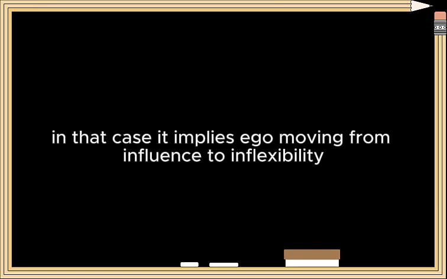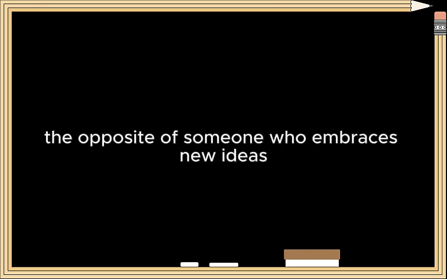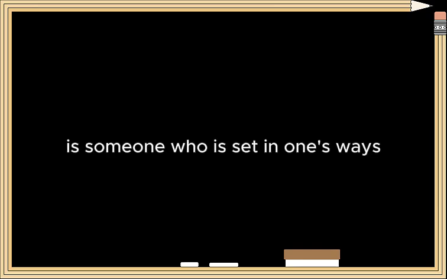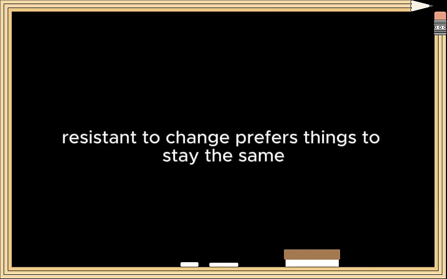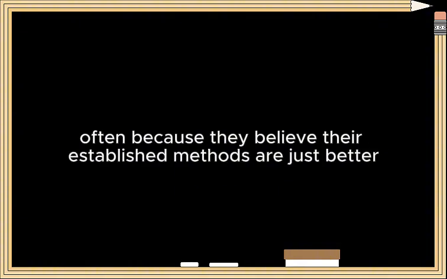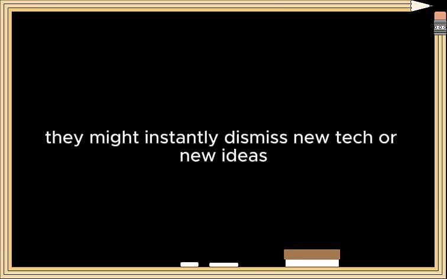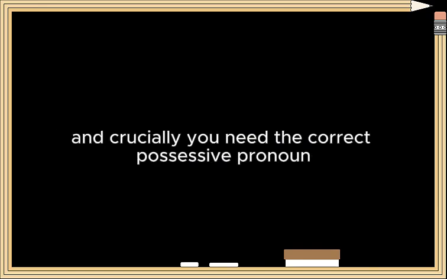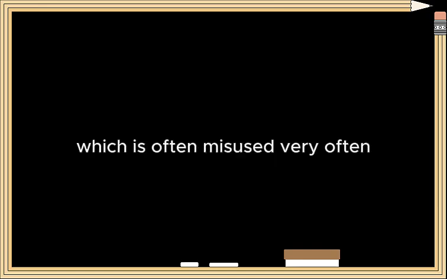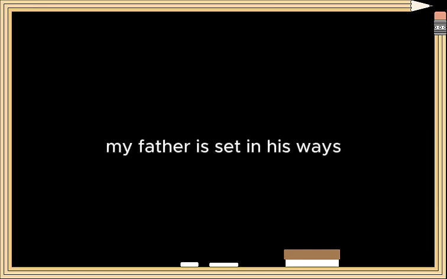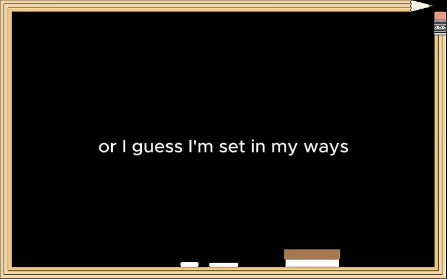Moving from influence to inflexibility. The opposite of someone who embraces new ideas is someone who is set in one's ways: resistant to change, prefers things to stay the same. Often because they believe their established methods are just better. They might instantly dismiss new tech or new ideas. And crucially, you need the correct possessive pronoun. Which is often misused. Very often. My father is set in his ways, or I guess I'm set in my ways.